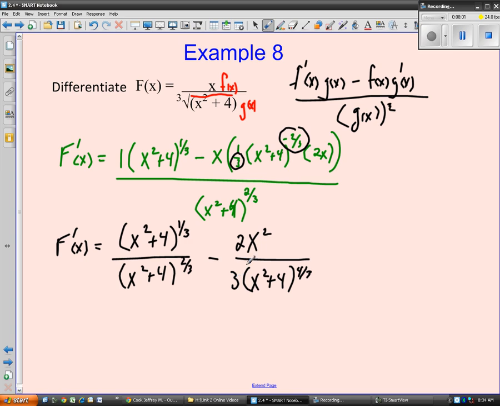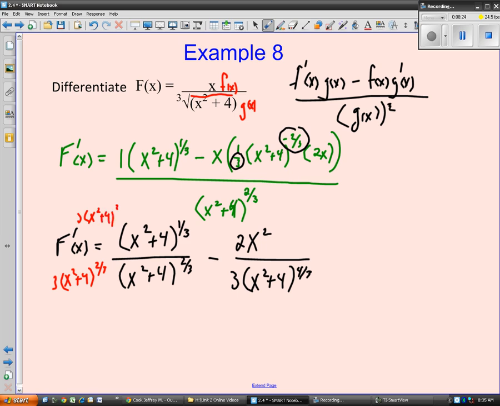So now I got to get a common denominator, which means this guy, top and bottom, needs to be multiplied by 2/3 to get this 1 to 4/3, and by 3. So I have to multiply by 3 times x squared plus 4 to the 2/3 top and bottom.